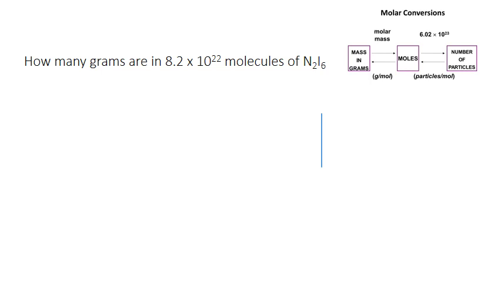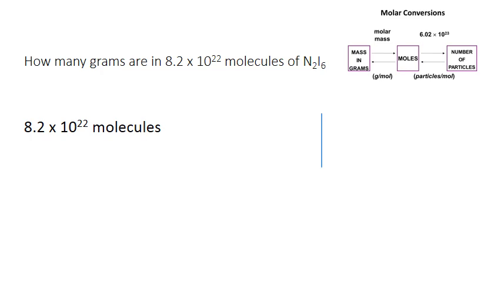So again, let's start with what we know. It says we have 8.2 times 10 to the 22 molecules. So look up at our little island conversion chart, and you can see we're on the number of particles island. But we have to get all the way over to grams. You can't just go to grams. You have to go to mole island first, and then you can go over to gram island. Remember, you don't want the sea serpent to come and eat you up.